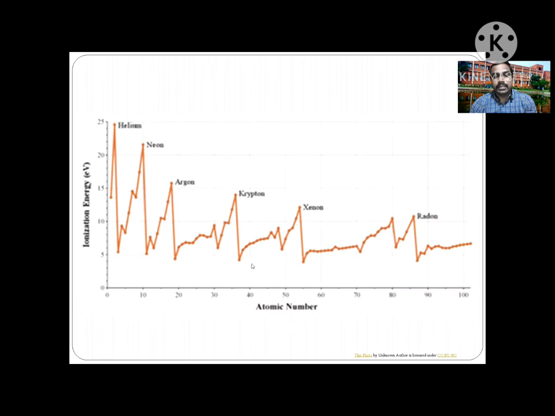The overall trends of ionization energy across the periodic table: in a period, the extreme right side element has the highest ionization energy. So helium, neon, argon, krypton, xenon, radon, present in group 18, experience very high ionization energy. And in a period, the extreme left side elements have very low ionization energy. And in a period, from left to right, ionization energy value increases.